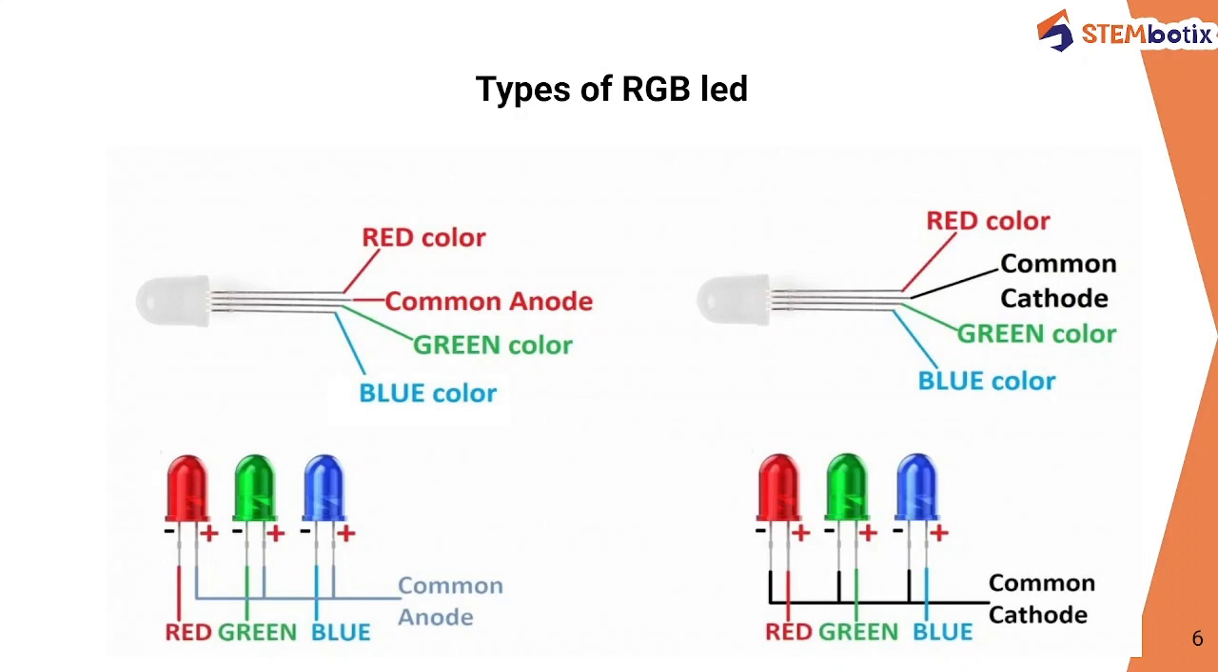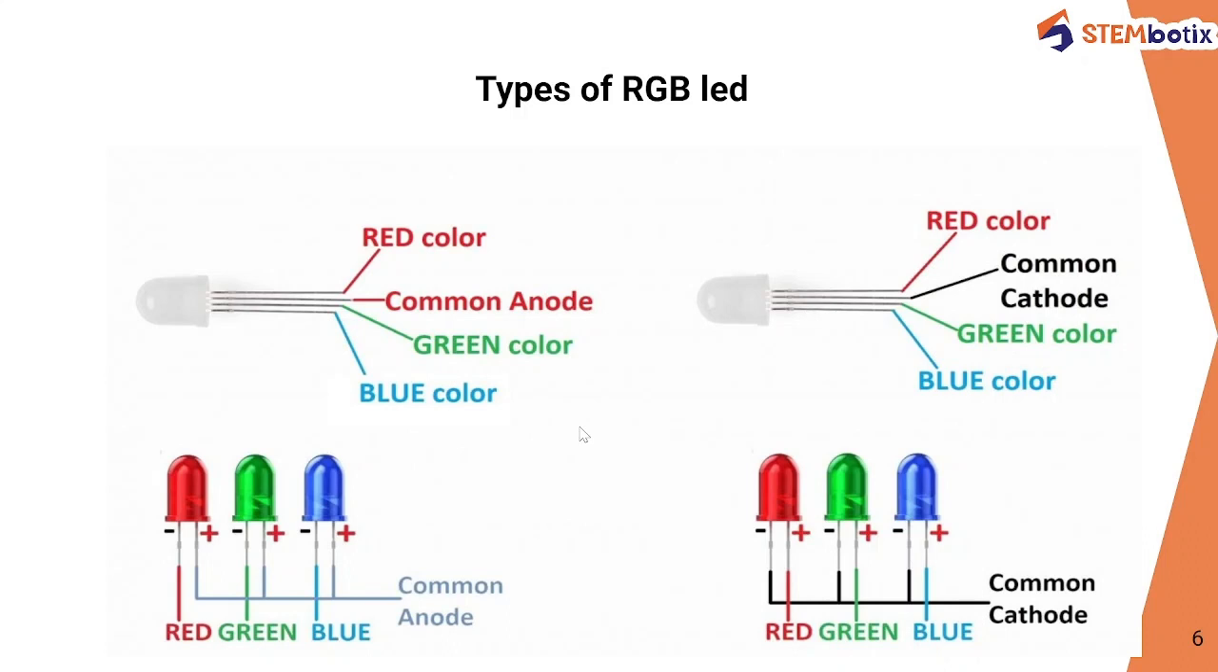All of these three LEDs are shorted internally and connected to one terminal, and that terminal is known as a common anode terminal. Here you can see that it's a common anode terminal. This one is red, this one is green, and the last terminal is for blue.